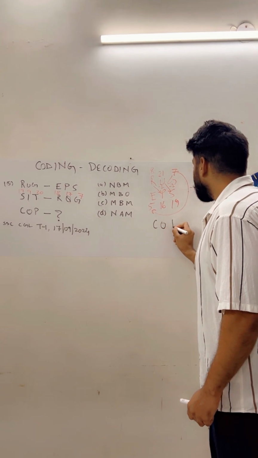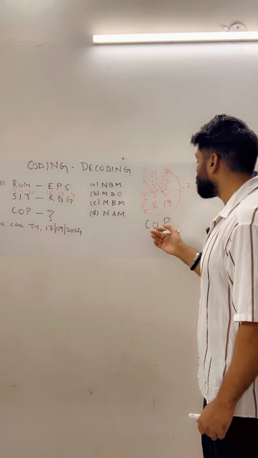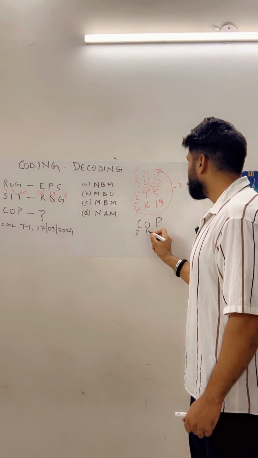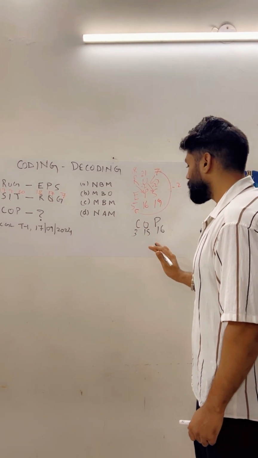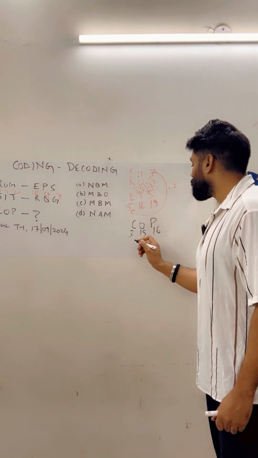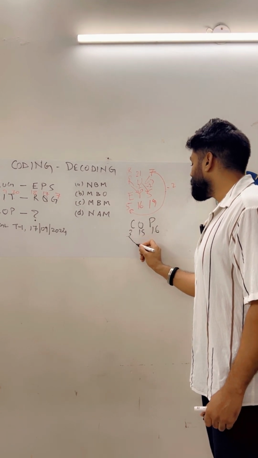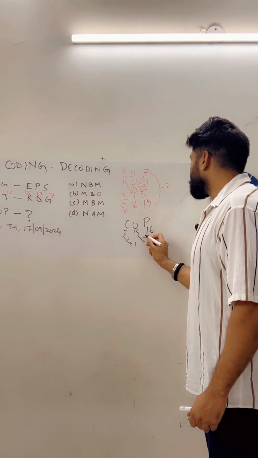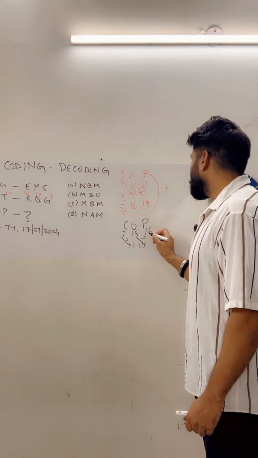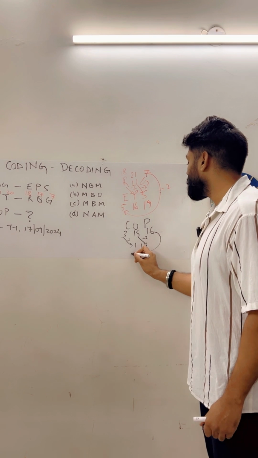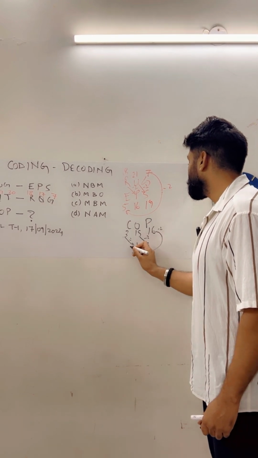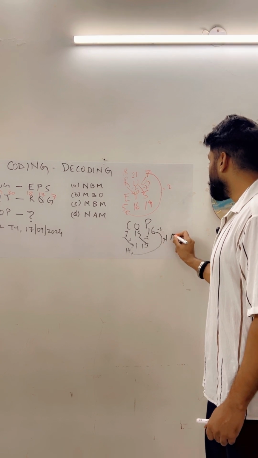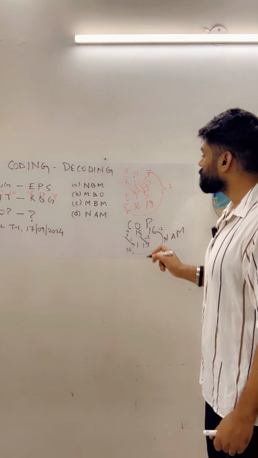It is given here. We have to tell the answer of COP. So COP's positional value is 3, 15, and 16. Just like the questions we solved, we can see that 3 minus 2 is 1, and 15 minus 2 is 13, and then 16 minus 2 is 14. So the answer will be A M N.